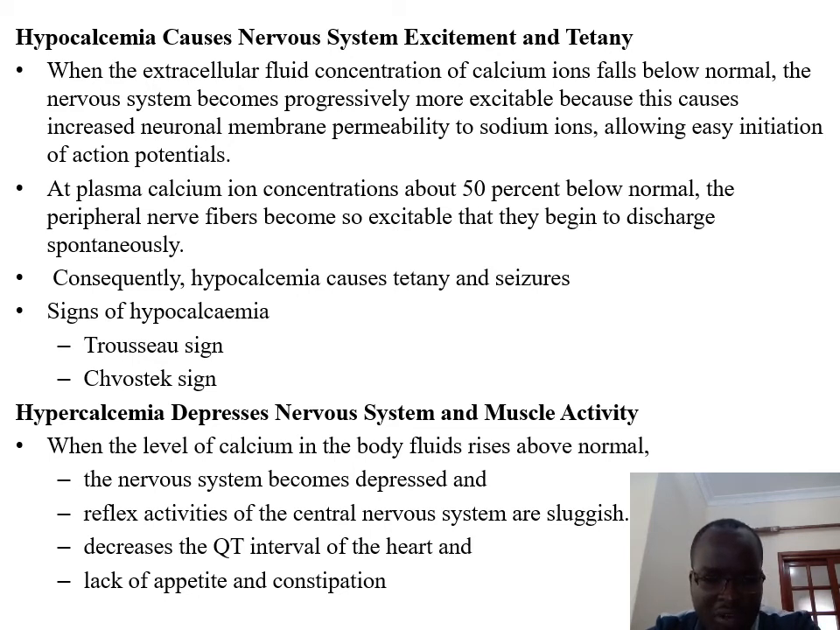When the level of calcium in the body fluids rises above normal, the nervous system becomes depressed and reflex activities of the central nervous system are sluggish, so they will be slow. There will be a decrease in the QT interval of the heart, and also lack of appetite and constipation. Constipation is because you're not sending many action potentials to the GIT, so the motility is reduced, and there will be constipation, and also lack of appetite.